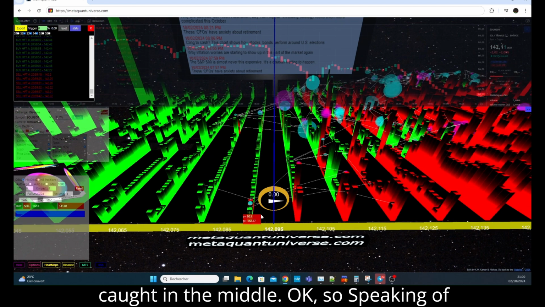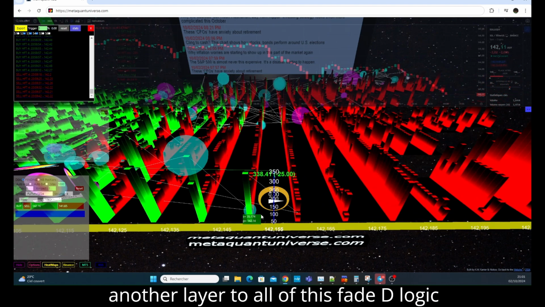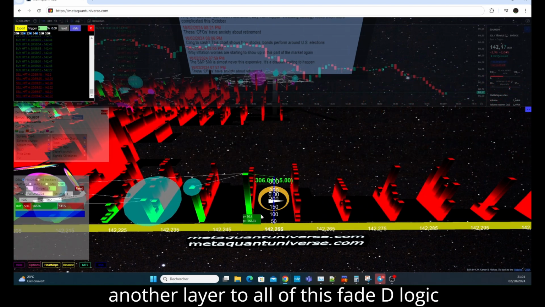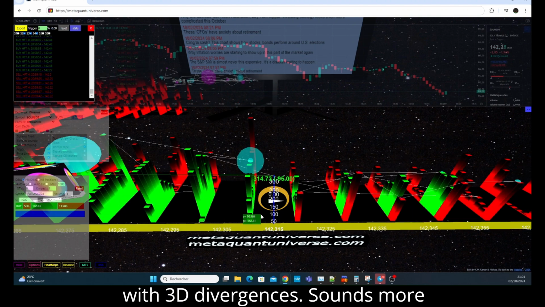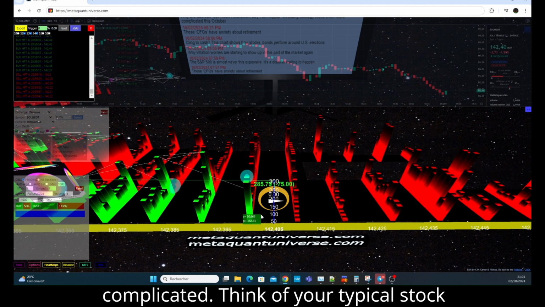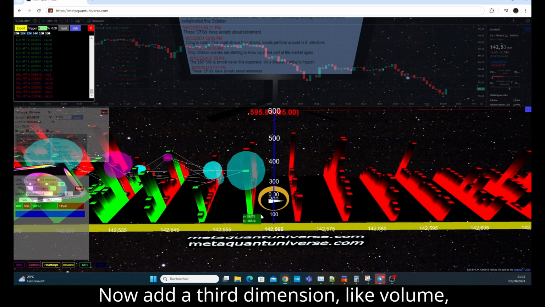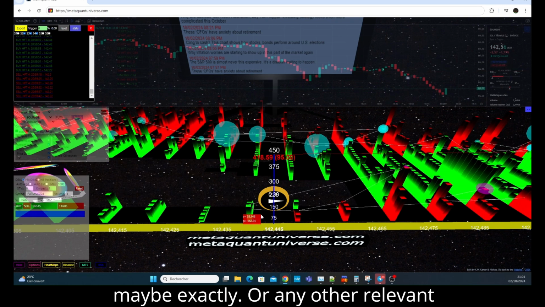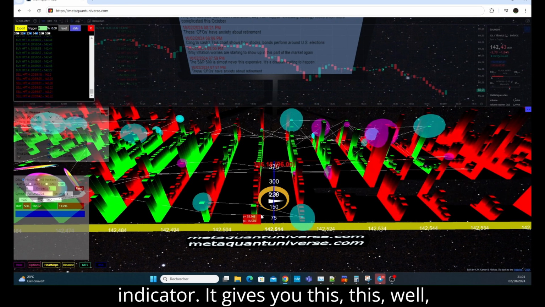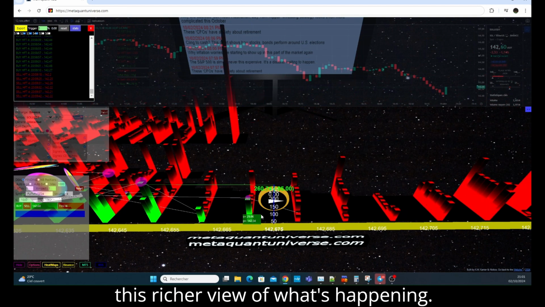Okay, so speaking of smart algorithms, our sources mentioned this fourth signal that, well, it adds another layer to all of this. Fade logic with 3D divergences. Sounds more complicated than it is. It sounds pretty complicated. Think of your typical stock chart, right? Price and time. Now add a third dimension. Like volume, maybe? Exactly. Or any other relevant indicator. Yeah. It gives you this richer view of what's happening.